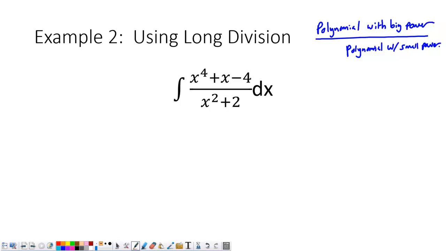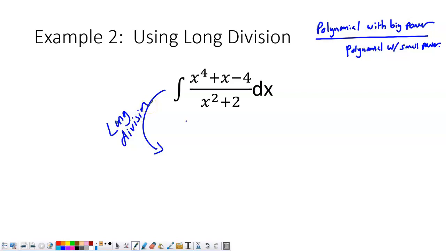bigger power is actually on the bottom. But when you're doing long division, the time when you want to do that is if the bigger power is on top. All right, so now we already did this problem. So the first step when you see the situation, a polynomial with a bigger power on top of a polynomial with a smaller power, is the very first step you want to do is to do some long division.